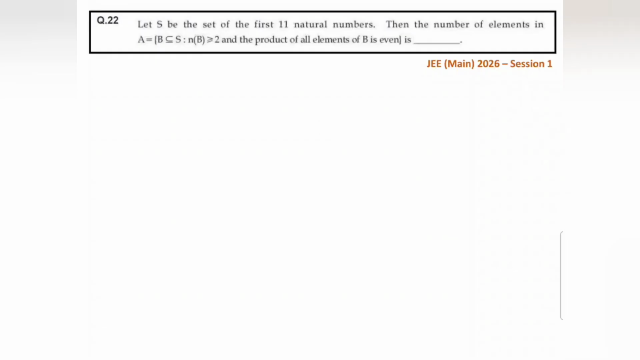Okay, here the total number of numbers given is 11, and we need to find the number of elements in A, where A contains all subsets of S such that each set has greater than or equal to 2 elements and the product of all the elements must be even. So basically what it means is all odd numbers should not be there. That's what it means. So let us first take 1, 2, 3 and so on up to 11.